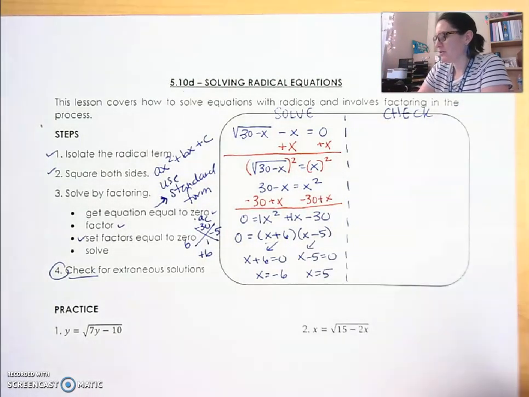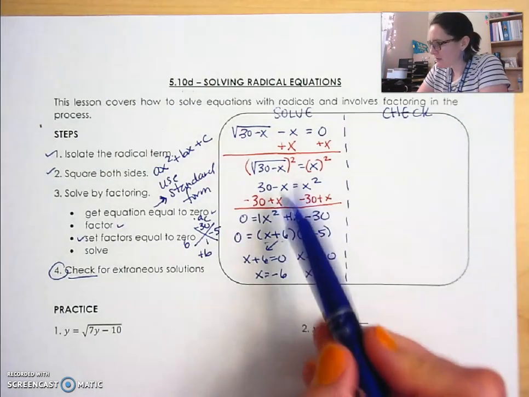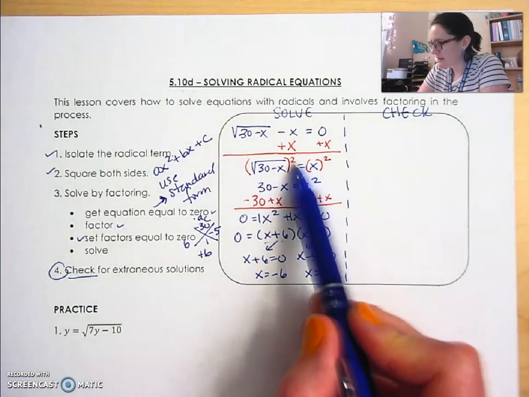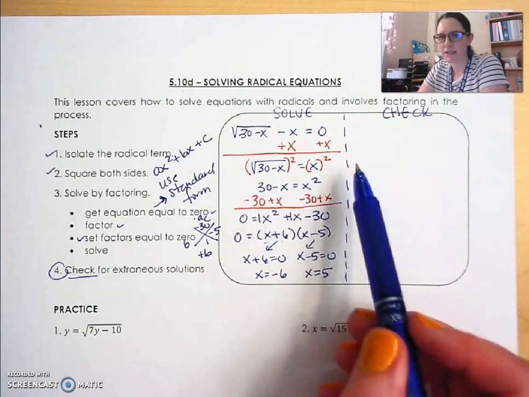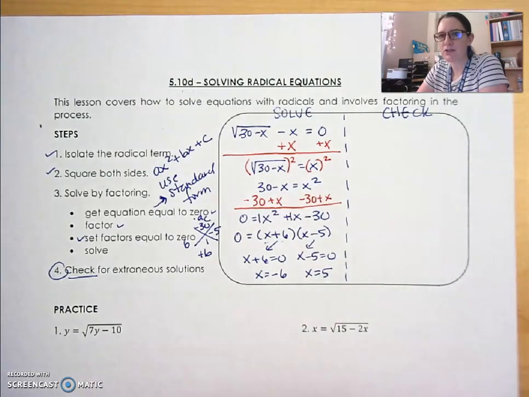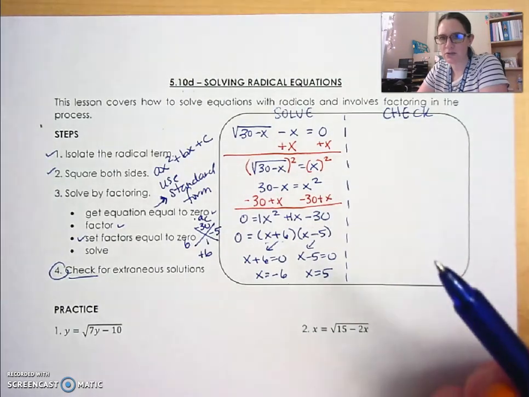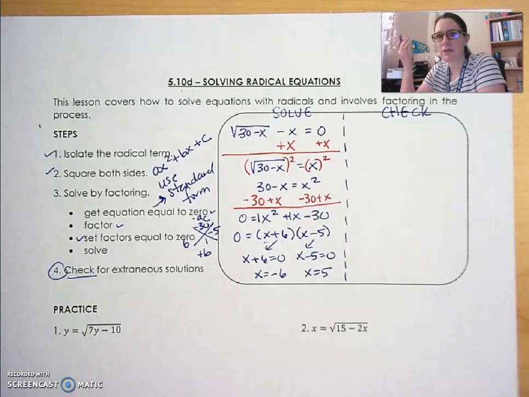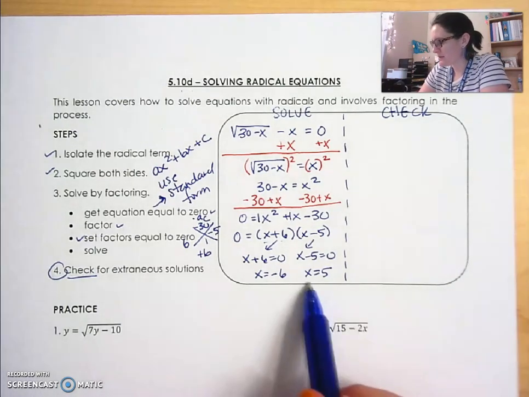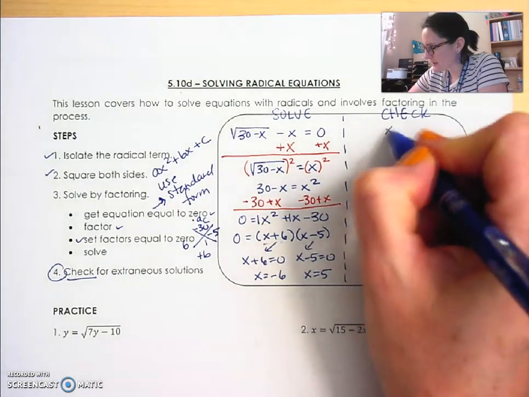But today you have to check, because anytime you introduce a positive exponent, you square both sides or you raise both sides to the 4th power or the 6th power, what happens is you might introduce what's called an extraneous solution into your situation, meaning you get a solution that doesn't actually work. So we are going to check both of these. So I'm going to start with x equals negative 6.